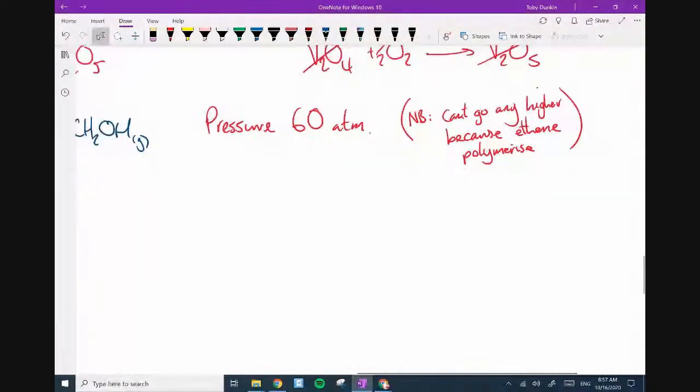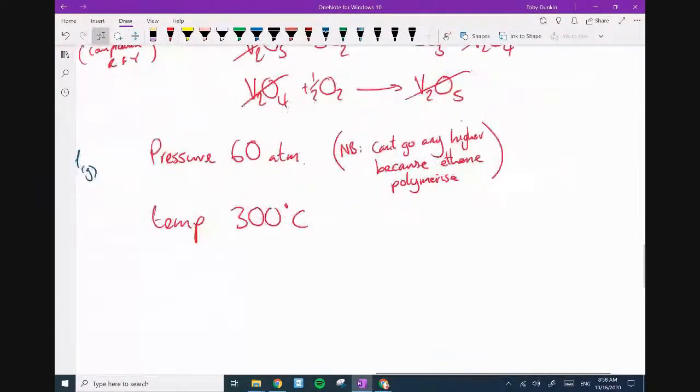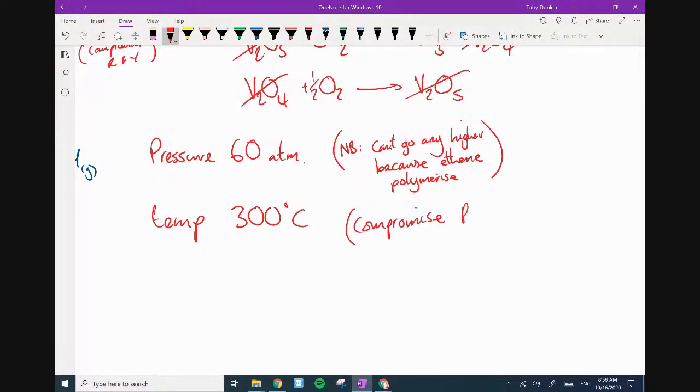Next one, temperature. Temp is 300 degrees Celsius. 300 Celsius. Again, it's a compromise. It's exothermic in the forward direction. So this is another compromise. They're all compromised temperatures. Compromise between rate and yield.